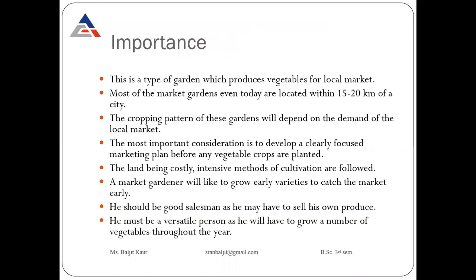And what is the importance of market garden? This type of garden produces vegetables for local market, and most of the market gardens are located within 15 to 20 kilometers of a city. The cropping pattern of the garden will depend upon the demand of the local market, right? So whatever is the demand of local market, that cropping pattern will be followed in the market gardens, right?